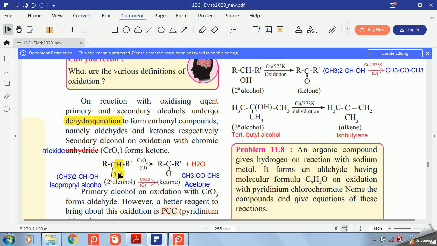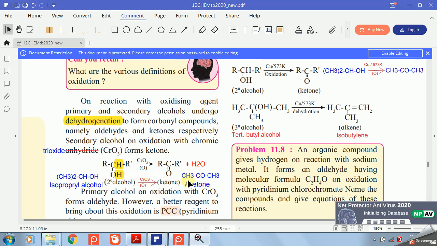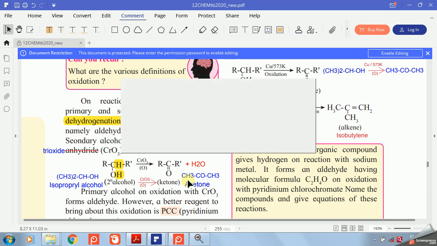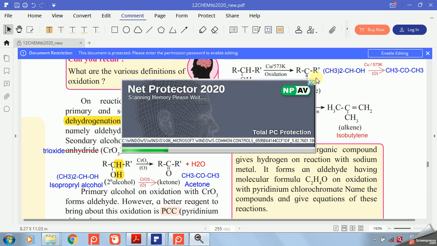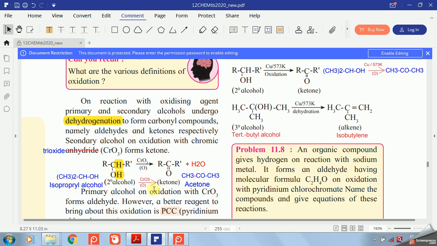When we remove the hydrogen from carbon and oxygen, we break those bonds. So we have to place a double bond between carbon and oxygen, to maintain the valency of carbon as 4 and oxygen as 2. What we get is a compound with a C=O functional group, and those compounds are ketones. So if we take isopropyl alcohol, we get CH3COCH3. It is acetone.